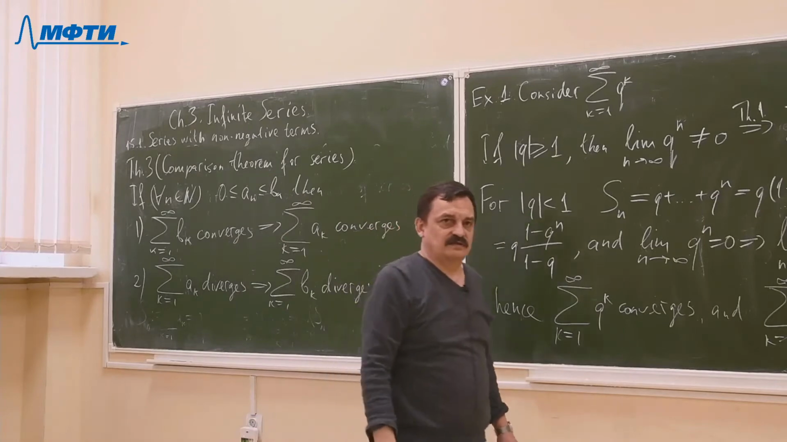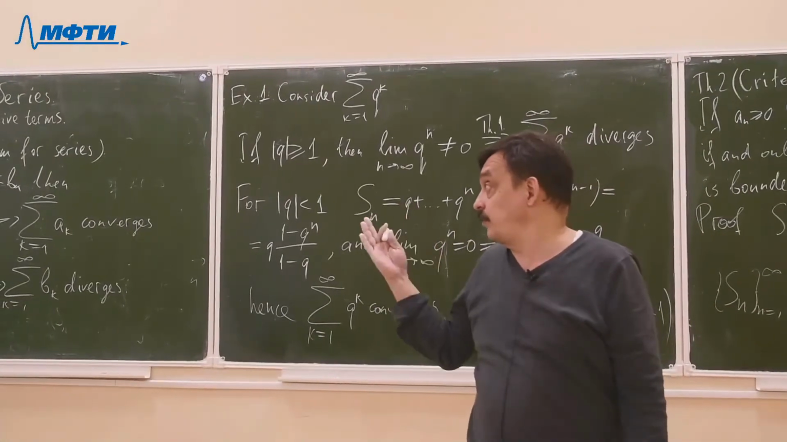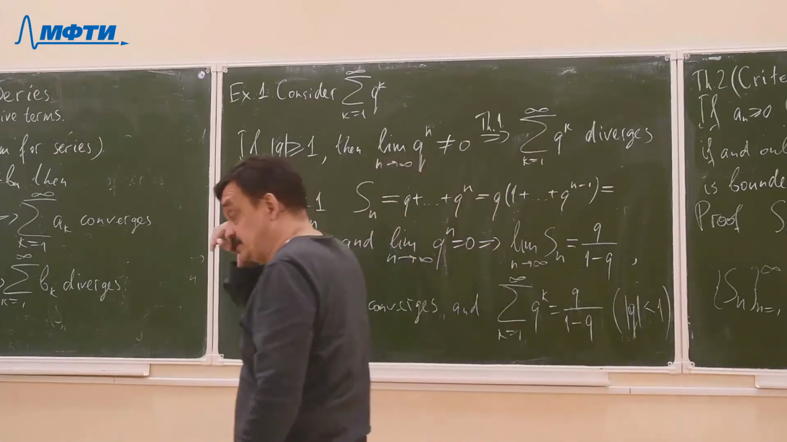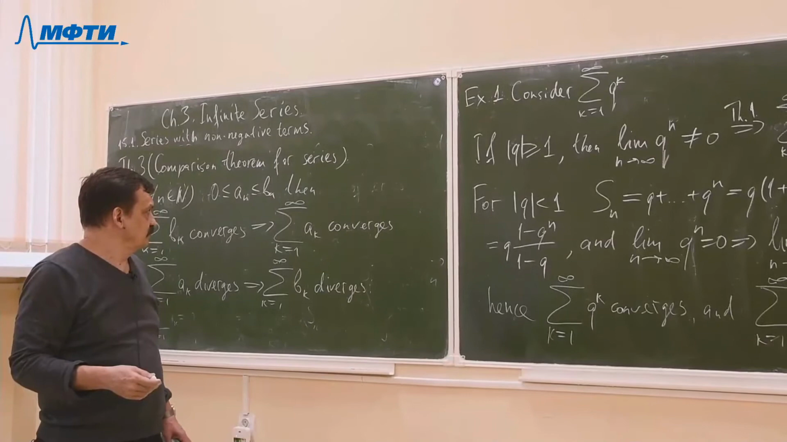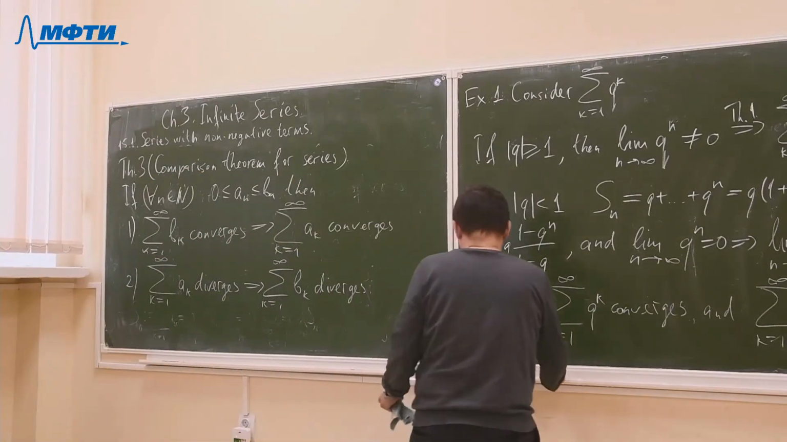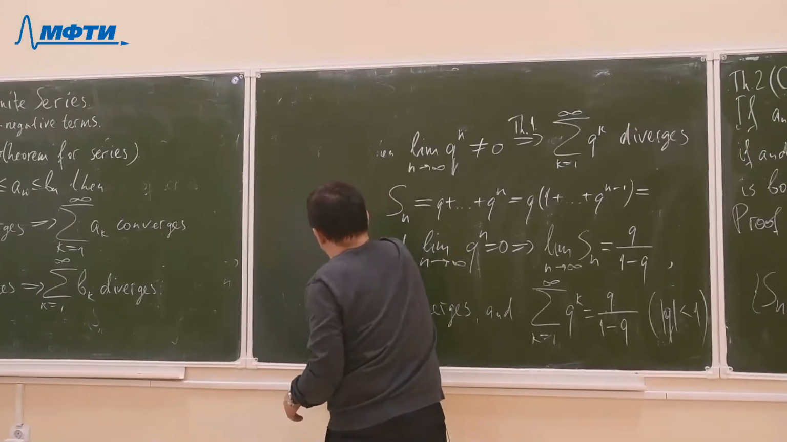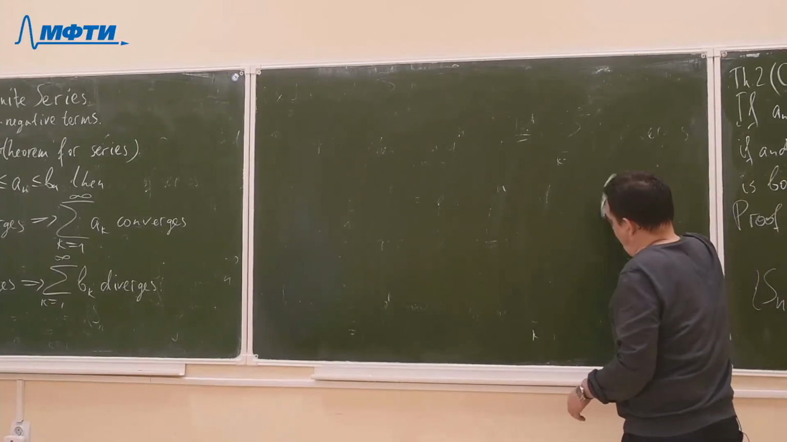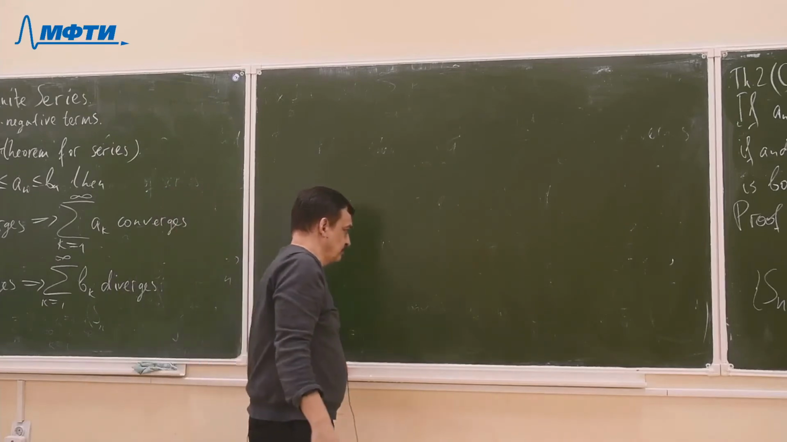So you see that the assertion is very, very similar to the comparison theorem for improper integrals, right? Also, there were non-negative functions, and convergence for larger implies convergence for smaller, and divergence of smaller implies divergence for larger. Similar is here.